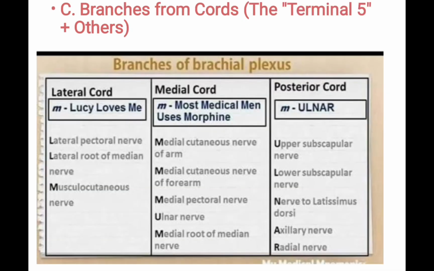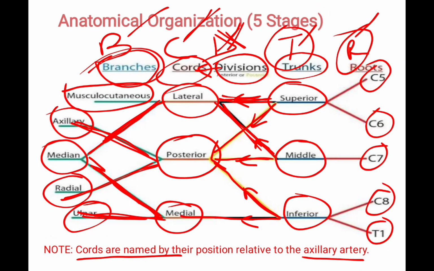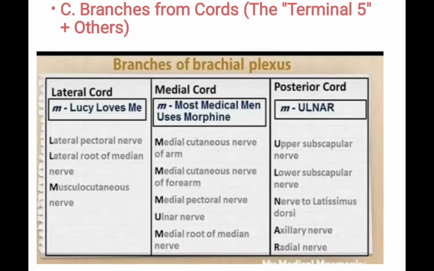Now let's look at the branches. Remember we said we have other branches from the roots, from the trunk, from the cord, and the terminal branches. So the branches from the cords. Now look at the terminal branches from the cords. Now from the cords, remember we already mentioned the musculocutaneous nerve for the lateral and the ulnar for the medial, and the axillary and radial for the posterior cord, and median for the medial and lateral cords.